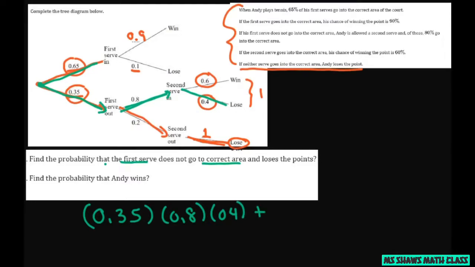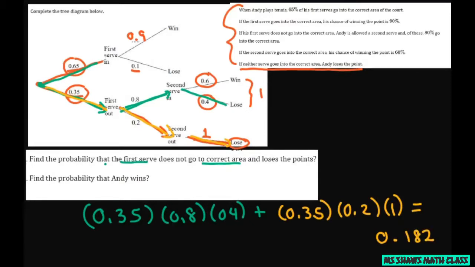plus, and then we go to this branch. So we go here, and then the second serve goes this way, and then he loses here. So that would be 0.35 times 0.2 times 1. And when you put this in the calculator, you're going to get 0.182. Since these values here are given in decimals, you need to answer in decimals.